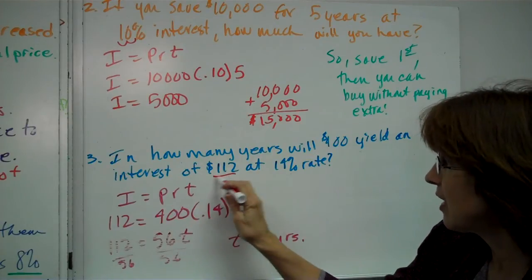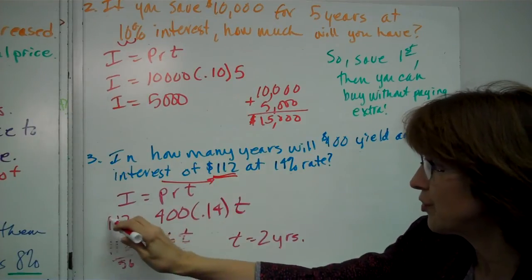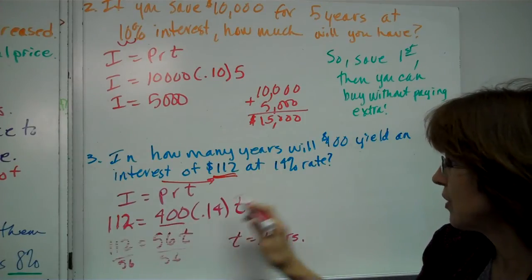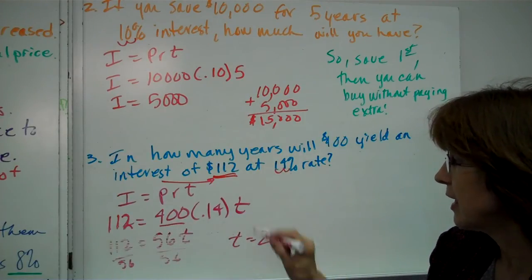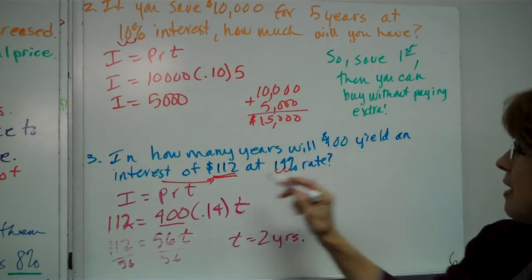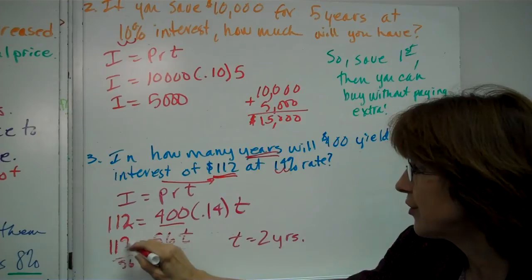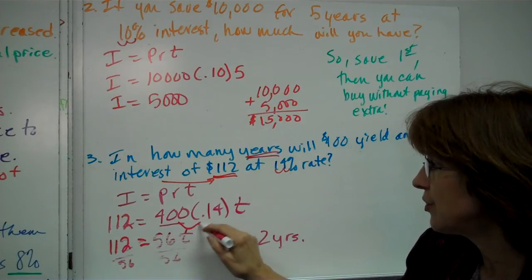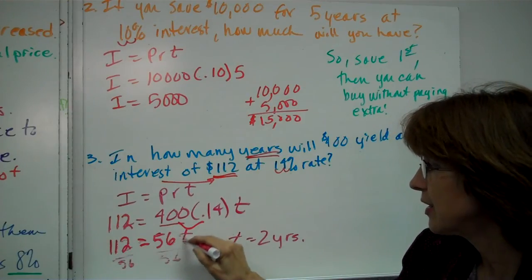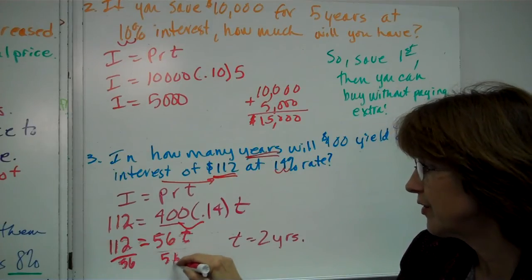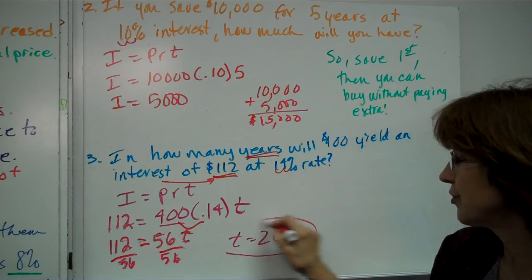The interest, this time, they give me, the interest is $112. The principal is 400, the rate is 0.14 because again you move the decimal over 2 places, and the T is what I don't know because it says how many years. That's my unknown. So then you go ahead and just solve it like you normally would. You multiply these two together and you get 56 times T. Then you divide by 56, and you get 2 years. So it'll take you 2 years.